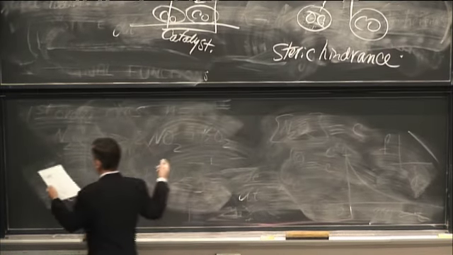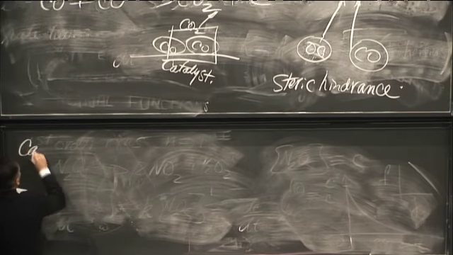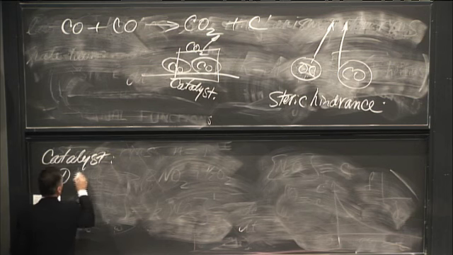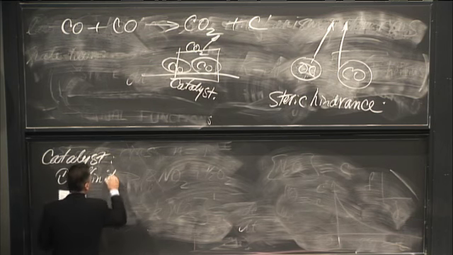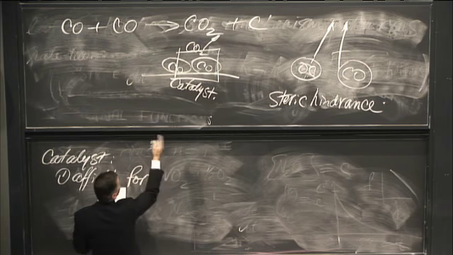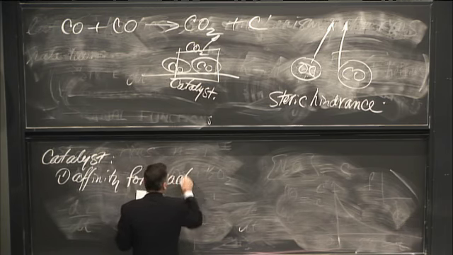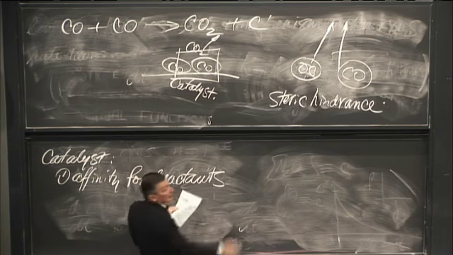So what are the characteristics of the catalyst? The catalyst needs to have the following characteristics. First of all, it has to have an affinity for the reactants. In this case, the CO. It has to have an affinity for carbon monoxide. Affinity for reactants, so they'll be attracted to the catalyst.